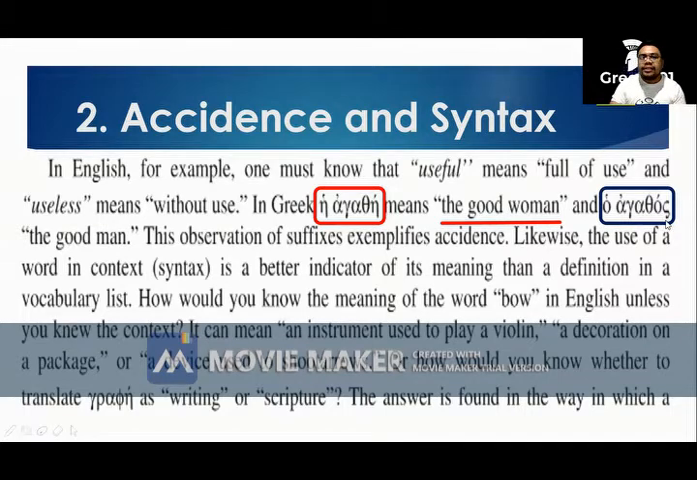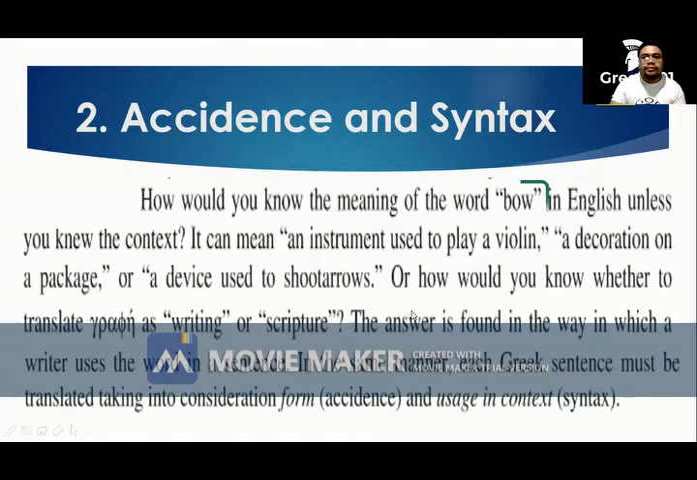And for the agathos with the omicron sigma ending, it is in the masculine form. Also in English, how do you know the meaning of the word bow unless you know the context? Because bow could also mean an instrument you use to play violin. So you have the bow, and it could be a decoration on a package. So it's like a decoration that you place on a gift.